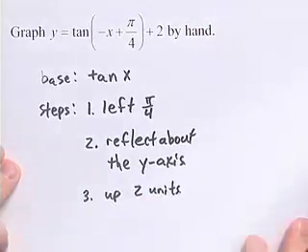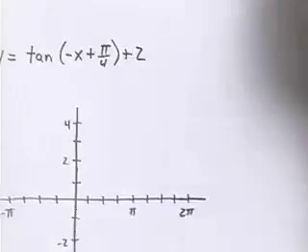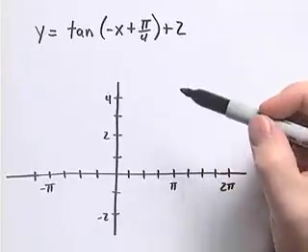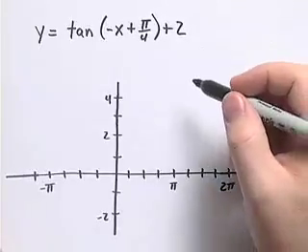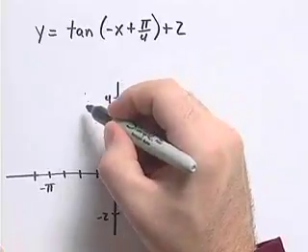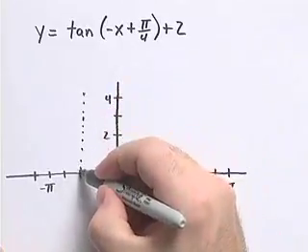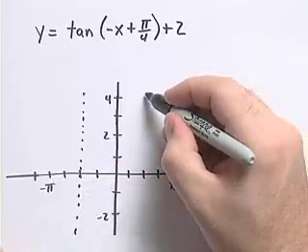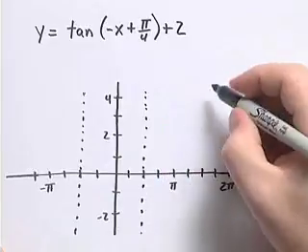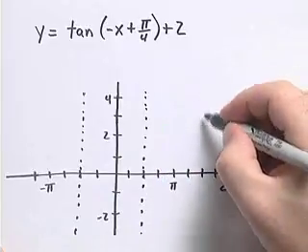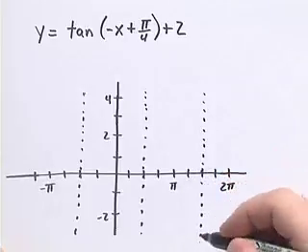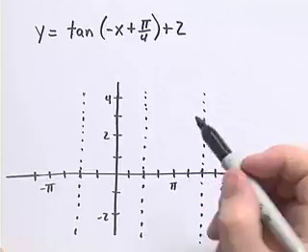So we'll go to another page to do our graph. So here we have our given function. We're going to start off by graphing our base function, the tangent of x. We'll put in our asymptotes first. So negative pi over 2, pi over 2, and 3 pi over 2. We're just going to graph a couple of periods here.